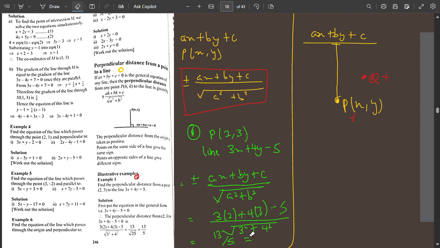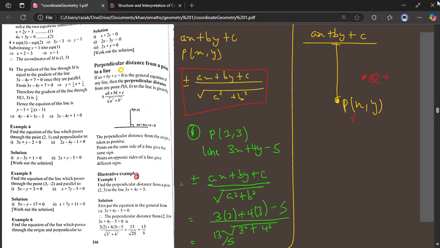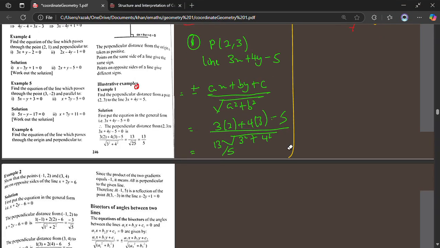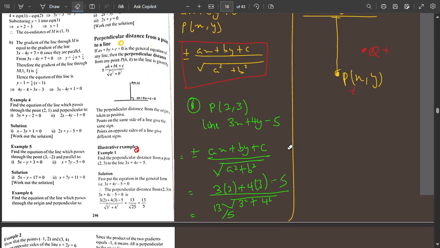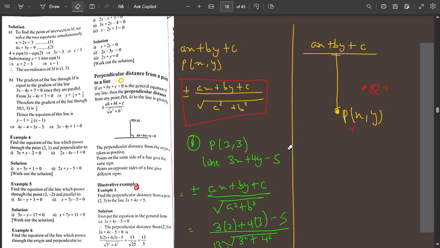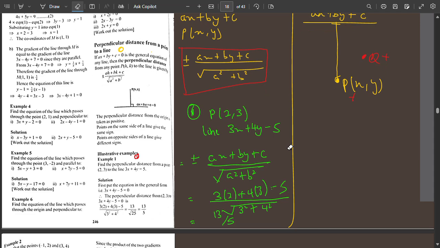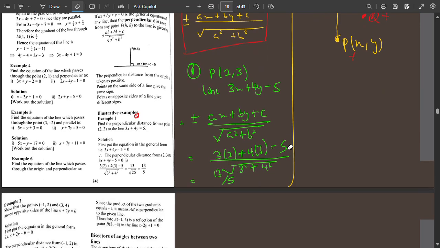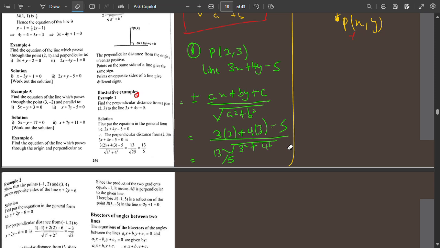That's the distance from the line to the point. 13 over 5. You can leave it in fractions or convert it to decimals. You can choose to make it positive, you can choose to make it negative. You shouldn't really worry about the sign. You can just leave it as positive.